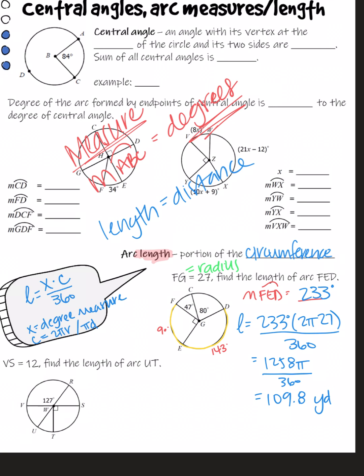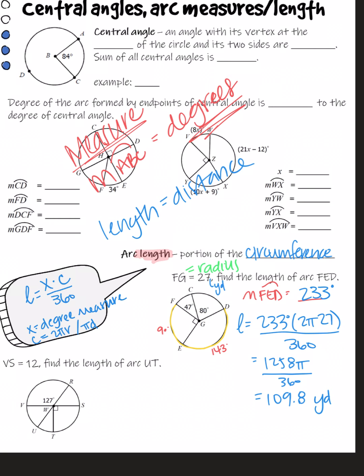I didn't include the units in here. This is 47 yards. Because this is a length and it is a distance, it should have units, depending on if I wrote it in the problem or not. But we need to make sure that we know that these are lengths and they're distances, not degrees. Do not mark this as 109.8 degrees.